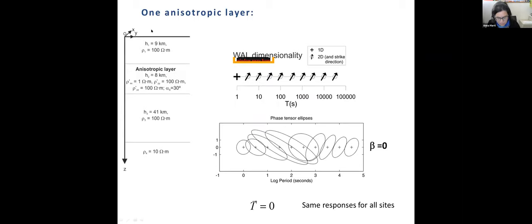which solves the direct problem for 1D and 2D structures. How is the dimensionality for one anisotropic layer? The WALDIM dimensionality gives us 1D at the first layer because it's the one without anisotropy. But once we have an anisotropic layer, the dimensionality is 2D, and the strike direction is actually the direction of the anisotropy. The phase tensor gives us responses that could look like 2D, so both give us the same information. But again, the most important hint is that the tipper is zero, or the fact that we have the same responses at all the sites.